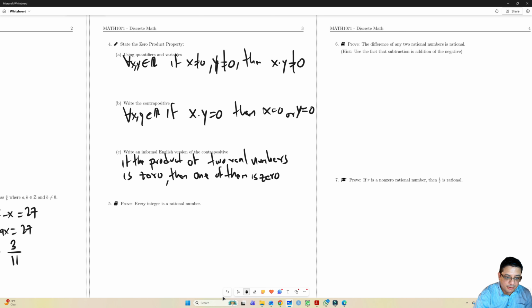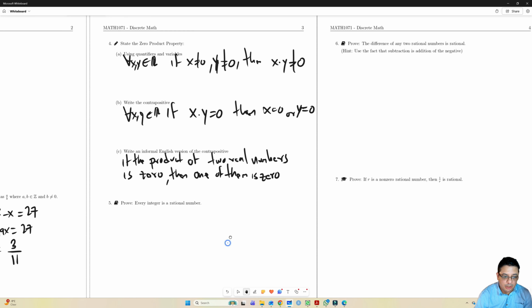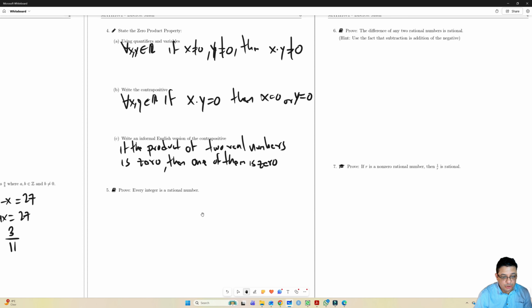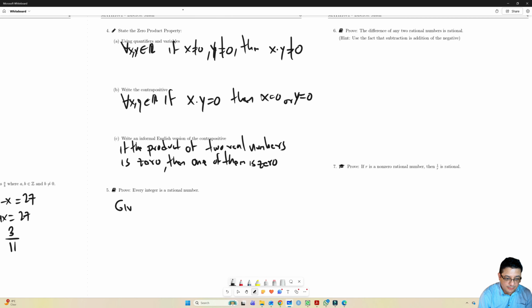Now, question number 5. Prove every integer is a rational number. Well, remember, we have an integer given, n that belongs to the integers. And this is, once again, a direct proof. So we go with the assumptions. Given an n that belongs to the integers, then n can be seen as n over 1.